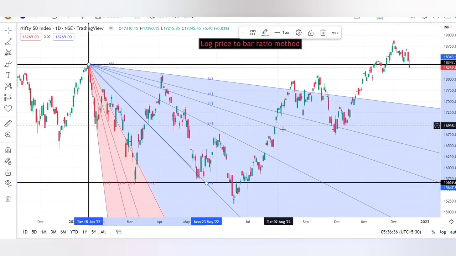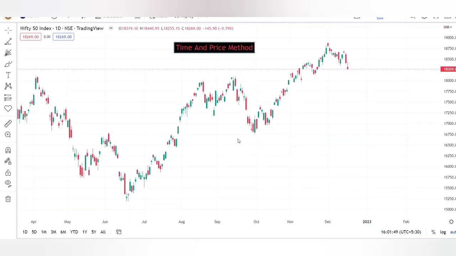This method is not incorrect, as Gann used 45 degrees on a handmade chart as there was no technology like ours at that time. So what is the right way for us now? Let's see the second method. So the most accurate method is our time and price method.